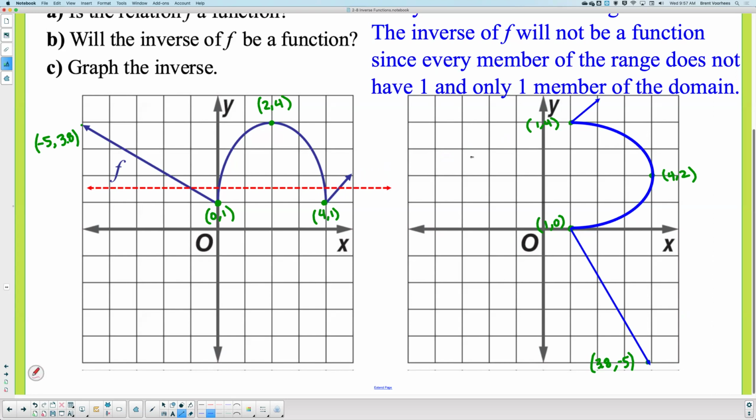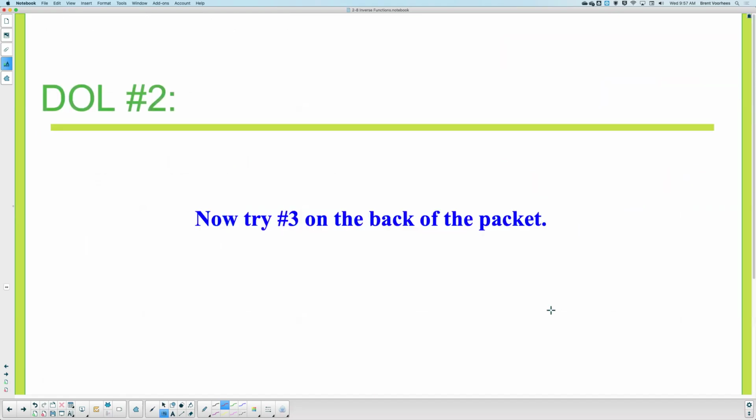This would be an inverse relation. I want to hit that word. It's not a function because, so you can see over here, it would fail the vertical line test. This is an inverse relation, which a relation just means it's relating the x's and y's together, but it doesn't pass the function rules. All right, now I want you to try DOL number 3 in the back of the packet.